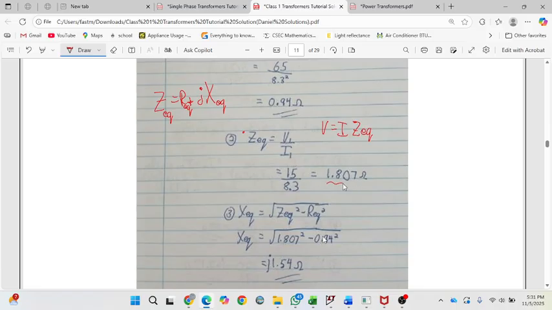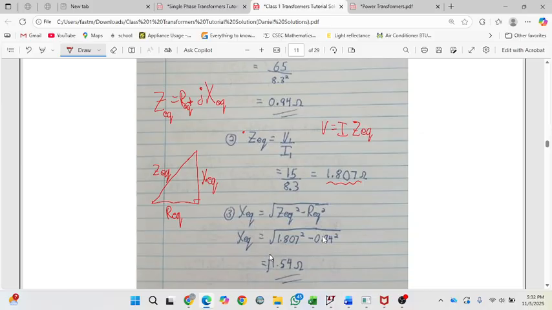And once you get this, all you need to do is a little bit of Pythagoras theorem. This is a triangle. So ZEQ is the hypotenuse. So you have your REQ and you have your XEQ. And if you do Pythagoras theorem, make XEQ the subject of the formula, you'll basically end up with this equation here. Now, you just plug in the values.